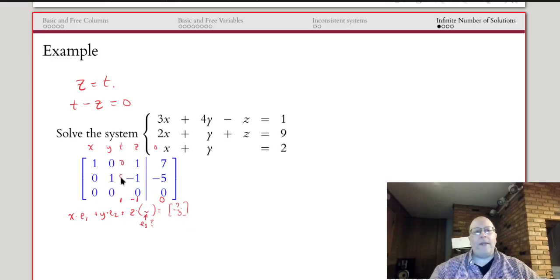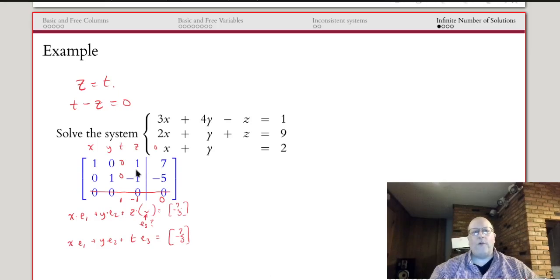I'll use that row instead of the row that just tells me that 0 adds up to 0. That will be a vector E3. So we have x times E1 plus y times E2 plus t times E3 is equal to 7, negative 5, 0. And that's easier to solve.